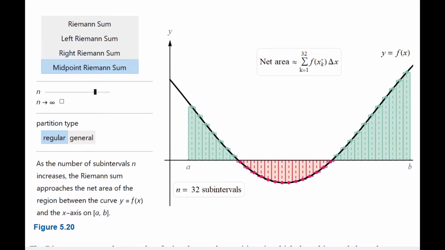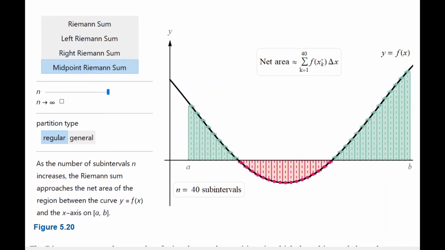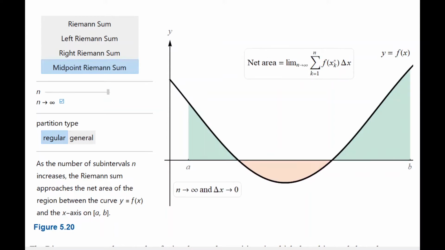So there's 24, 32, 38. And notice, the more subintervals you utilize, the more accurate your approximation is for the net area. And if you take the limit as n goes to infinity, you don't just get an approximate sign there, but you get an equal sign. As n goes to infinity, or as delta x, the length of each of these subintervals, goes to 0, then you actually get the net area in the limit.